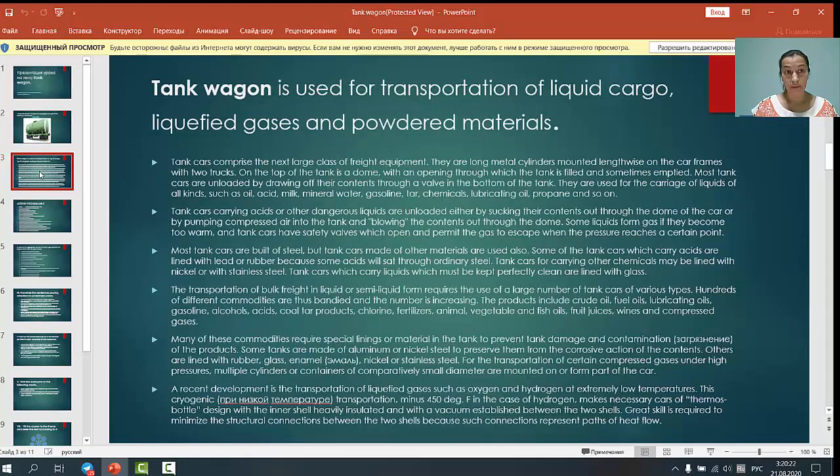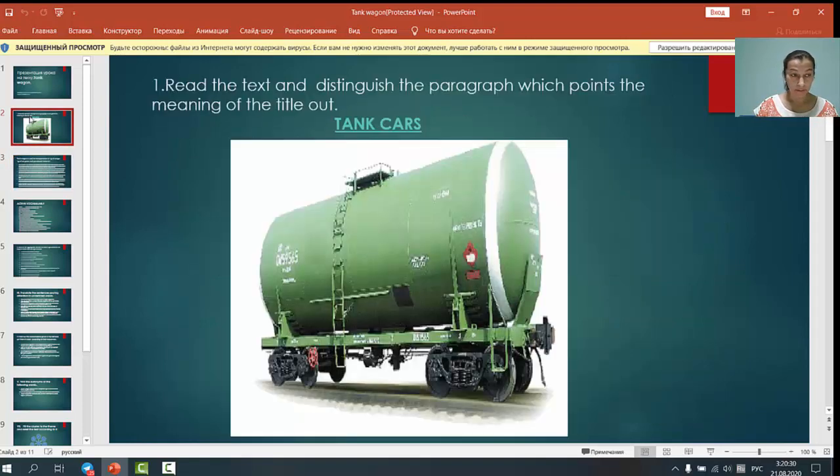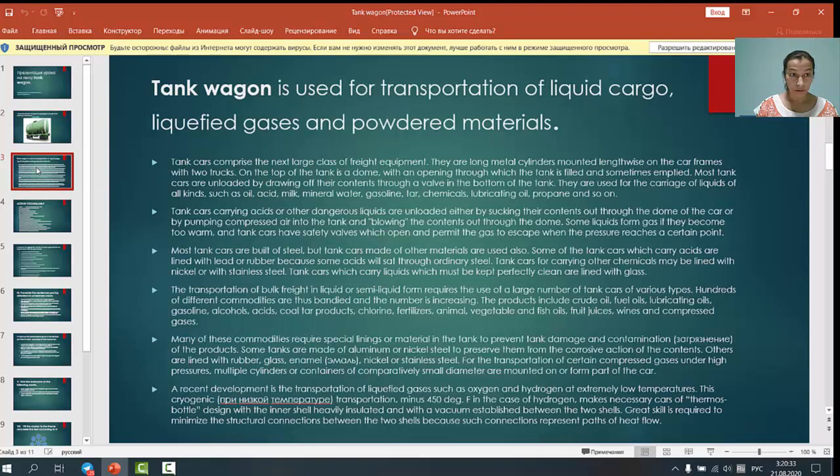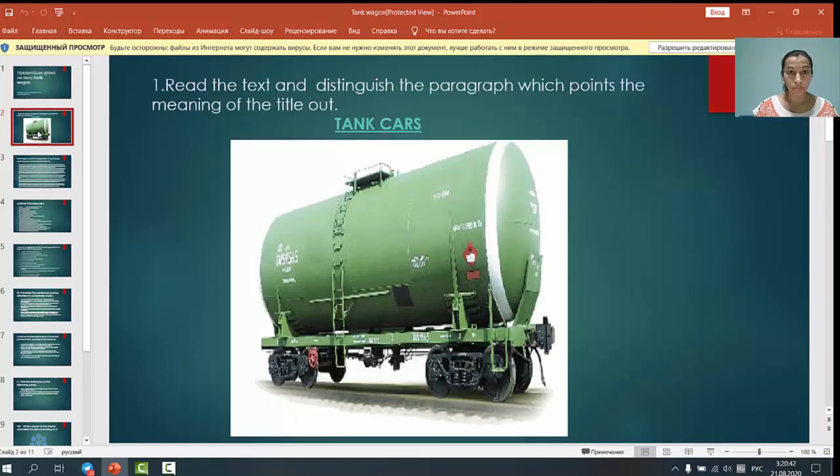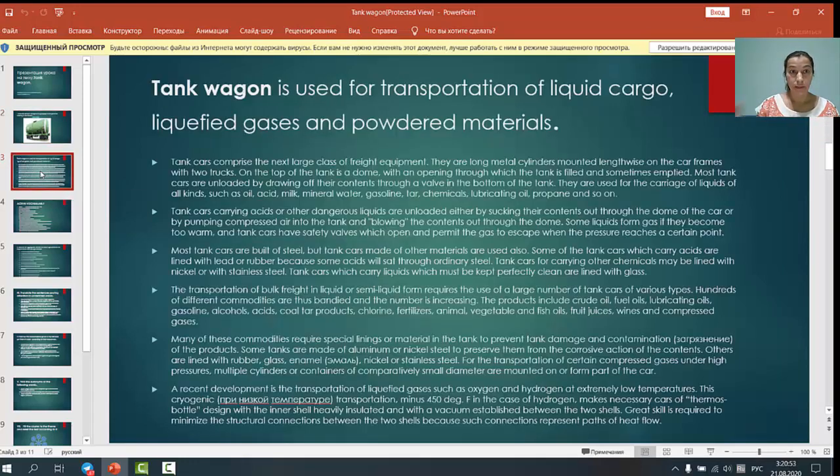The theme of the special text is tank wagon. It consists of 6 paragraphs, and you should distinguish the paragraph, выделить paragraph. Okay, let's start to read.